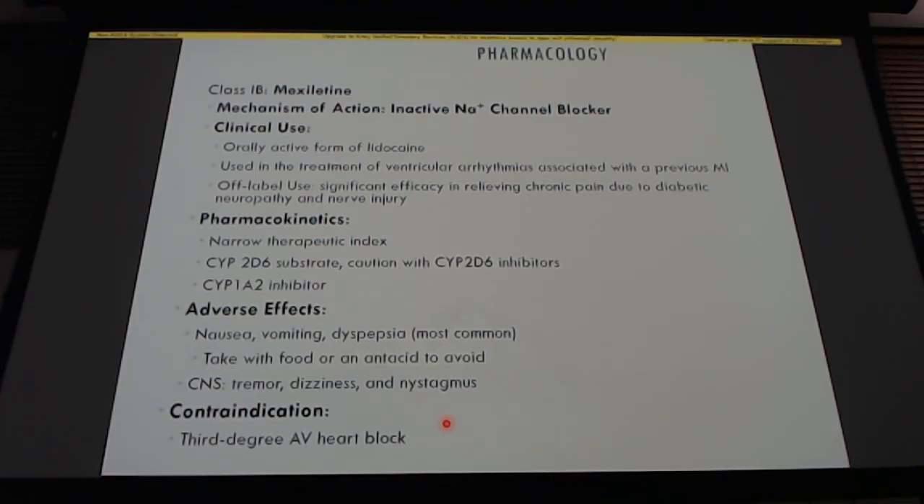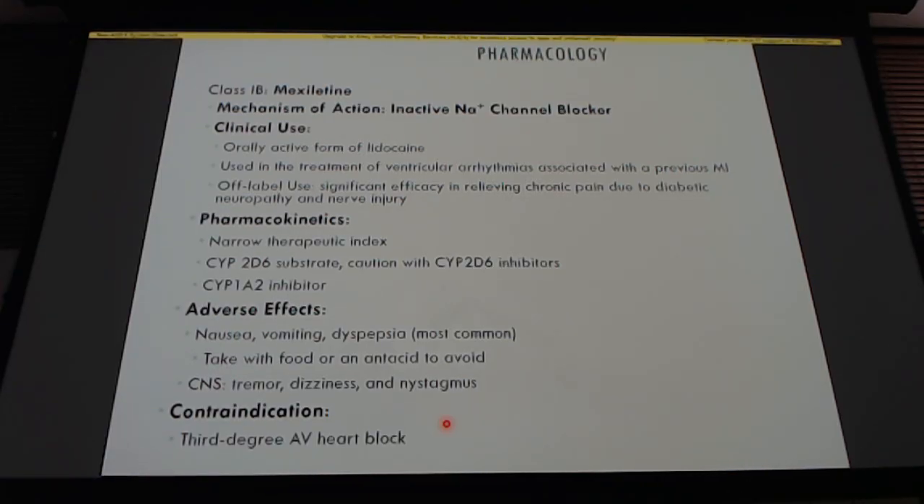Mexiletine, similar profile as our lidocaine. The big difference here is that this is going to be our oral formulation. You can see this used in our patients who have had an MI previously, and they now have some type of ventricular arrhythmia. We can give them this.